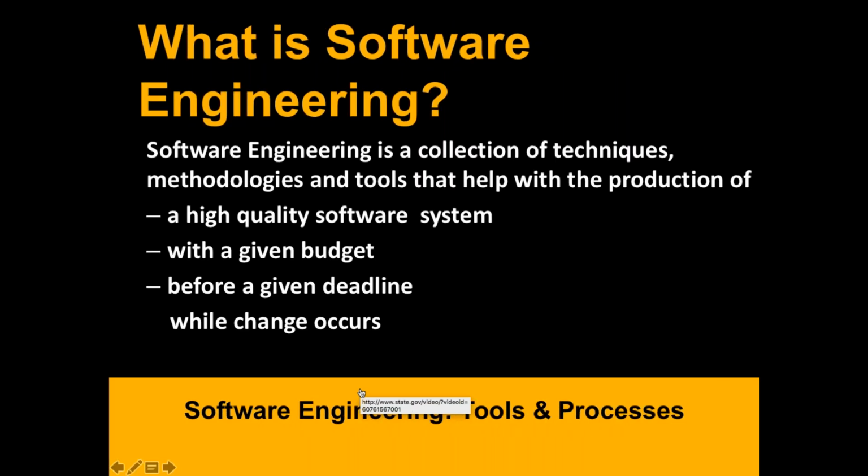So to formally define it, software engineering is basically a collection of these techniques, methodologies, and tools that help with the production of high quality software systems. And while we're producing the software system, we have to make sure that we're within a given budget, as well as we have to make sure that we produce the software within the given deadline that's set forth by the client. And we need to do all of this while change occurs.